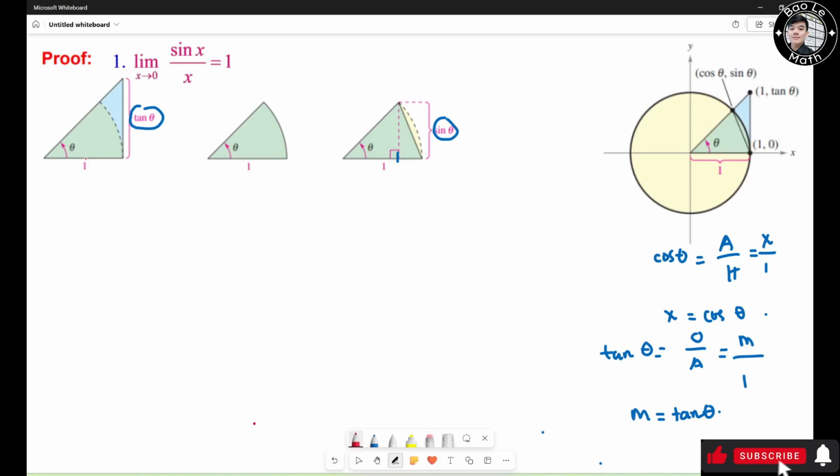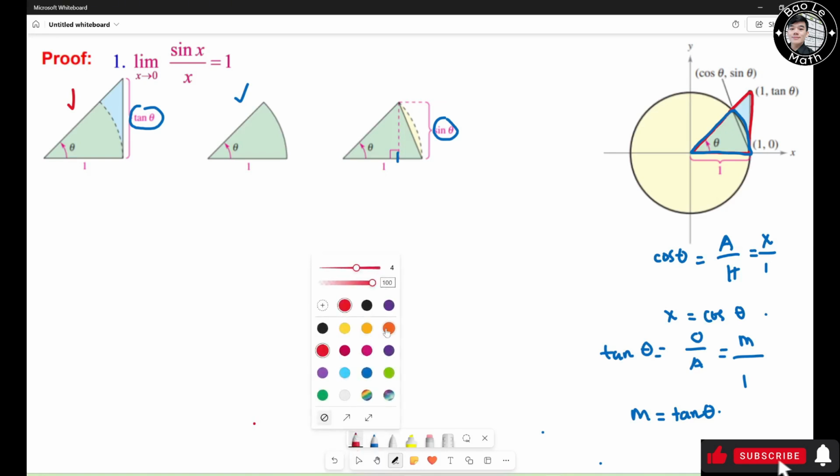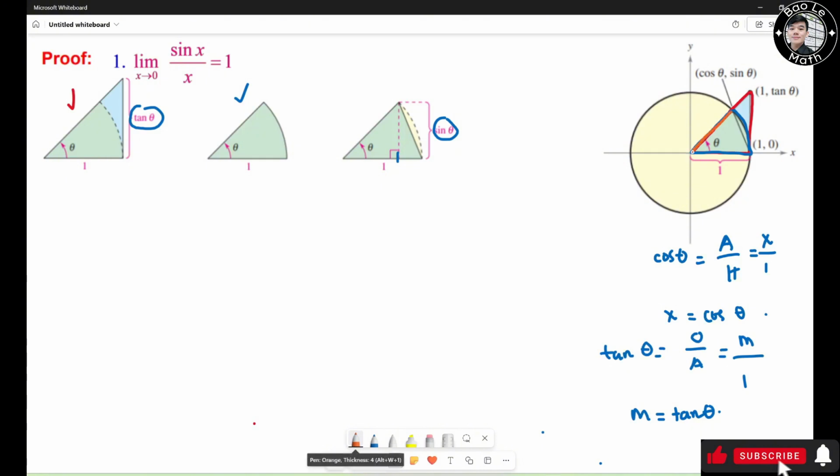Now I'm going to go back over here. You look at this triangle right here. I'm going to print it over here. And then the sector right here, I print it over here. The last one is the triangle right here, I print it over here. So observe that the area of this one is always greater than or equal to this one, and the area of this one is always greater than or equal to this one.